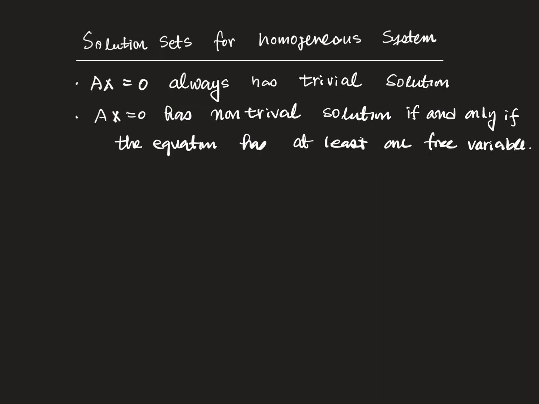A homogeneous system has two properties. For the matrix equation Ax equals 0, which is homogeneous, the trivial solution always exists. Why? Here's my example, guys. Matrix A is 2, negative 1, and 1. We want to think about A times the vector x equals 0.